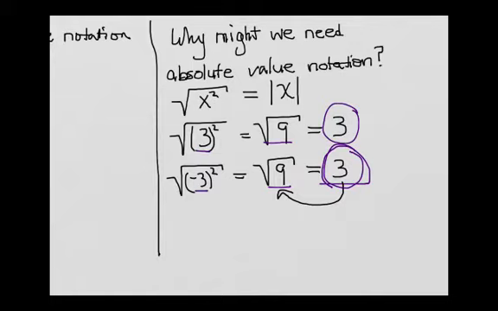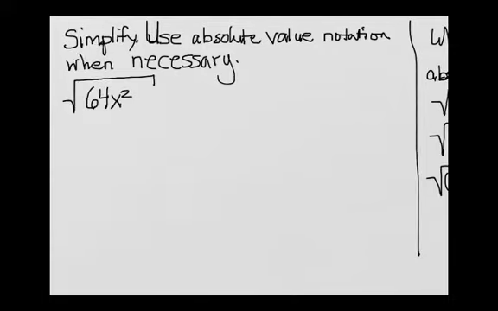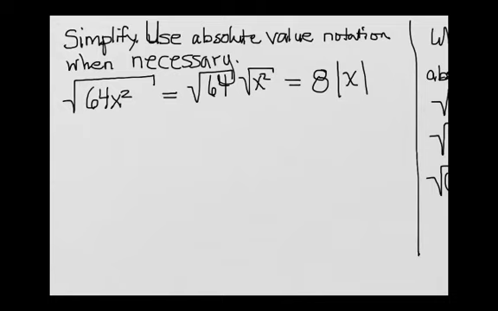Okay, so now going back to our original problem, we're going to simplify and use absolute value notation when necessary. So the first thing that I can do is split this up into two square roots, the square root of 64 and the square root of x squared. The square root of 64 is going to be equal to 8 because 8 times 8 is equal to 64, and the square root of x squared is equal to the absolute value of x, as we just discussed.